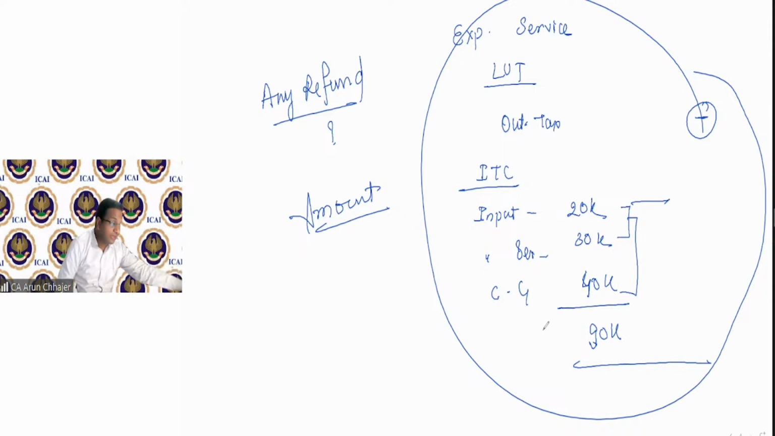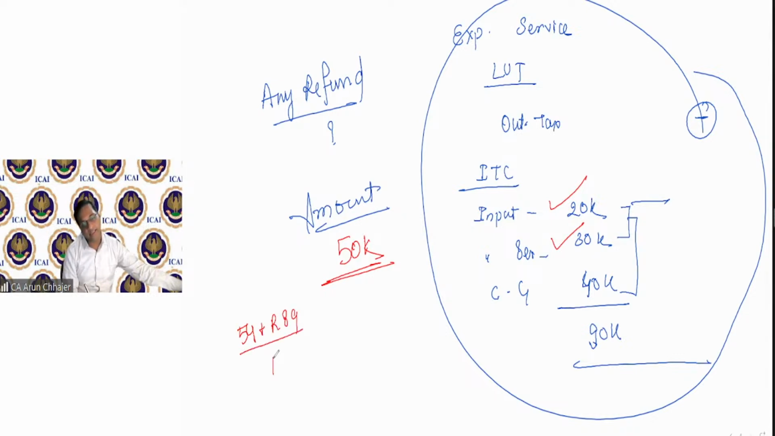How much refund would I be entitled to? 20,000, 30,000 and 40,000. Answer to this question is 20 plus 30. You will get the refund of only 50,000. Why, sir? When you read section 54 plus rule 89, you will understand that in case of the LUT route to zero rated supplies, a refund of capital goods is not entitled.